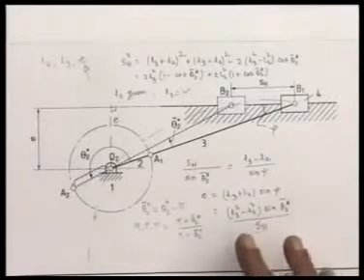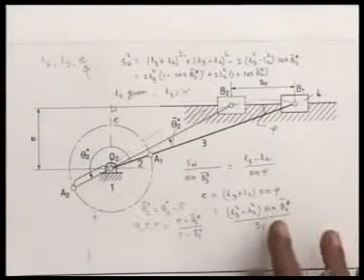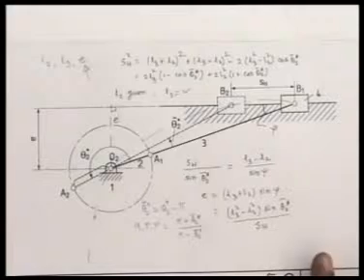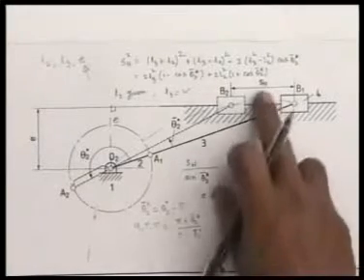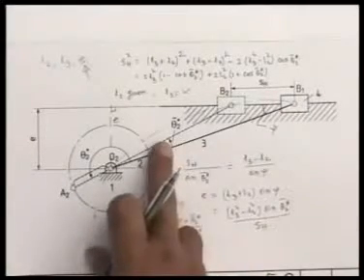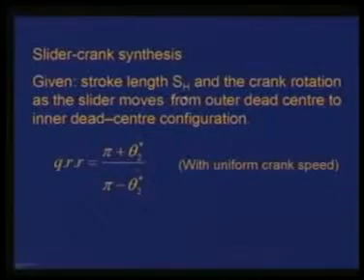So this completes the dead center configuration problems for designing or synthesizing a slider crank mechanism of given stroke length and given quick return ratio. We have just now seen how we can do either geometrically or analytically synthesis of a slider crank mechanism for given extreme configurations where the stroke length SH is given and the quick return ratio is given, assuming of course that the crank is rotating at uniform speed.